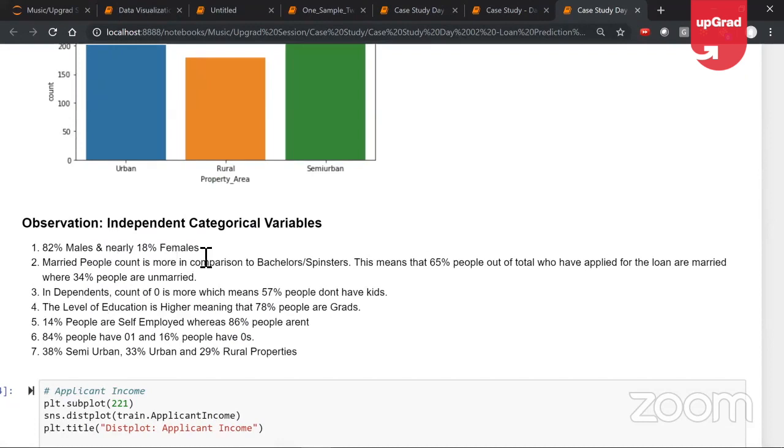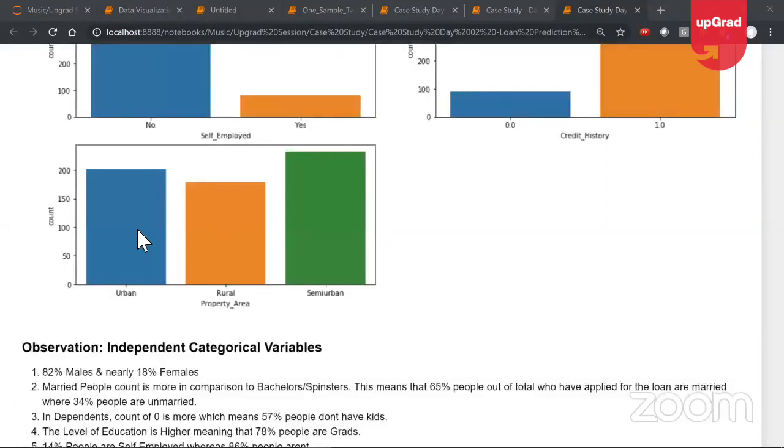82% males and nearly 18% females. So mostly the people who applied for loans are males. That tells me something very interesting. Probably that leads to some bias. I don't know. This is only the data telling a story, right? This is only the data telling me the story. So this is basically based on what I'm seeing in my data. Okay. Married people count is more in comparison to bachelors. Okay. Independents count is 0. So maybe most people who are applying for loans are having 0 dependents, right? And if you see, very interesting, rural people is lesser, obviously, that is there, right?